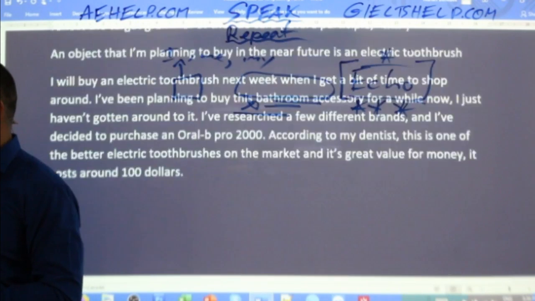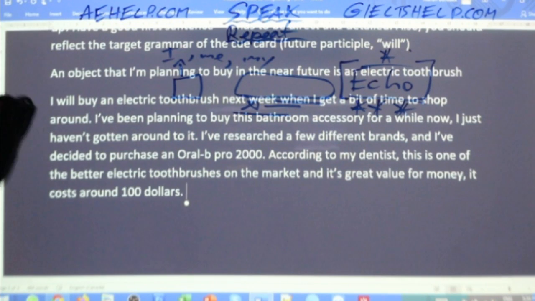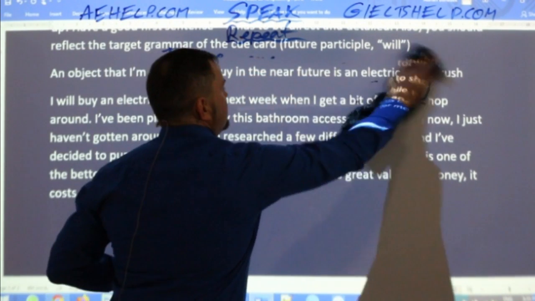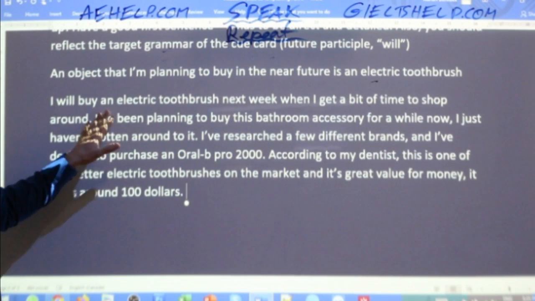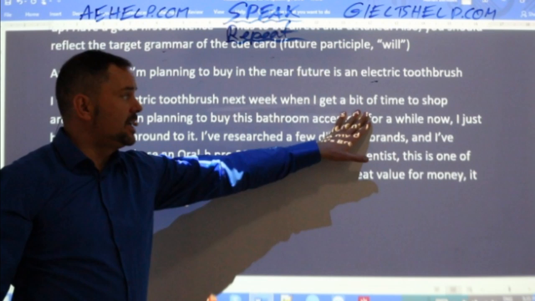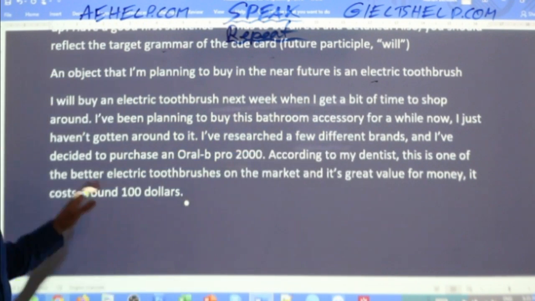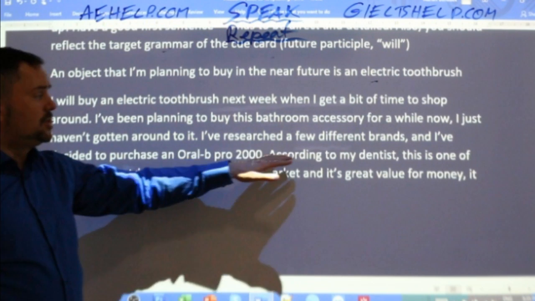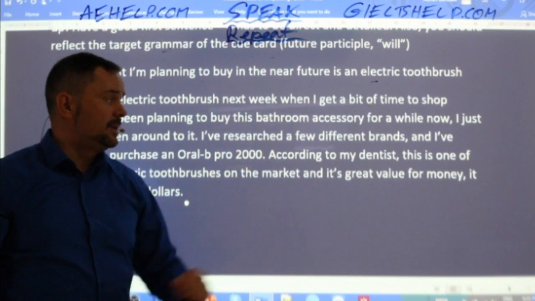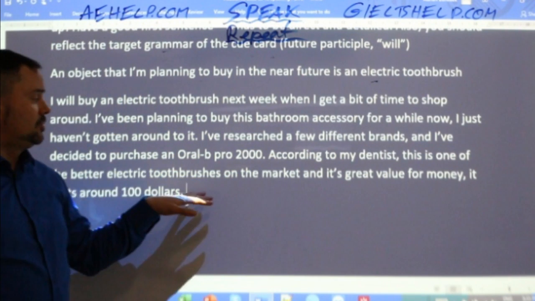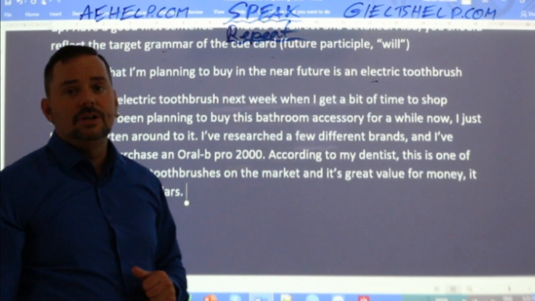Again, let's read, repeat, and then we'll keep going. So let me erase my work here so you can see the board. Repeat. I will buy an electric toothbrush next week when I get a bit of time to shop around. I've been planning to buy this bathroom accessory for a while now. I just haven't gotten around to it. I've researched a few different brands, and I've decided to purchase an Oral-B 2000. According to my dentist, this is one of the better electric toothbrushes on the market, and it's great value for money. It costs around $100.